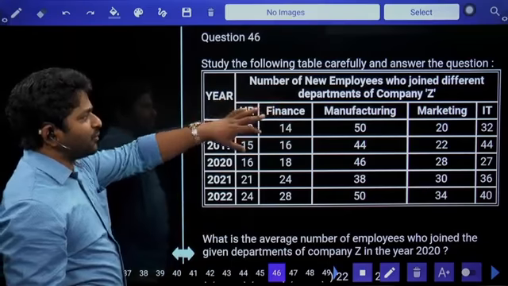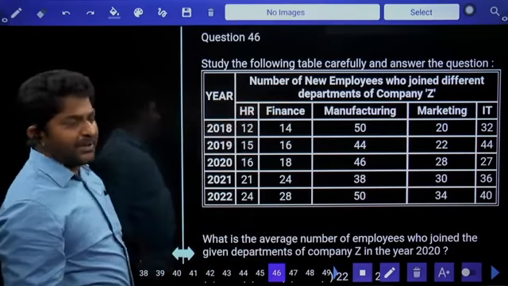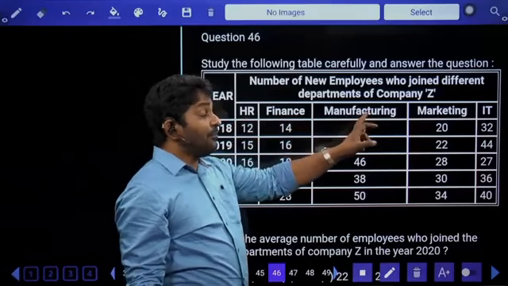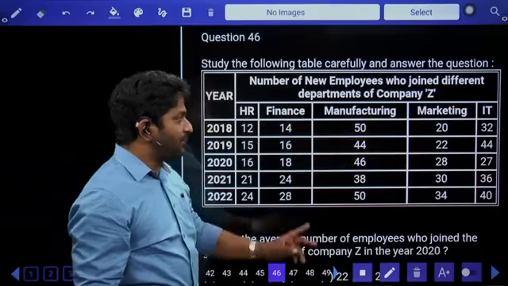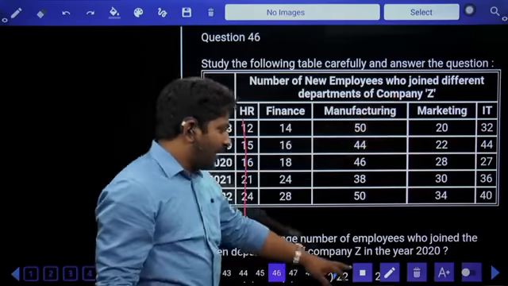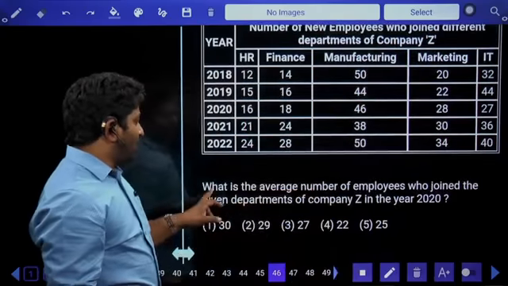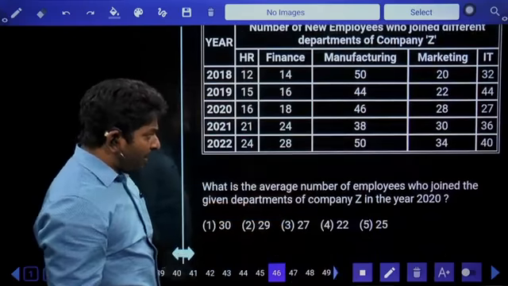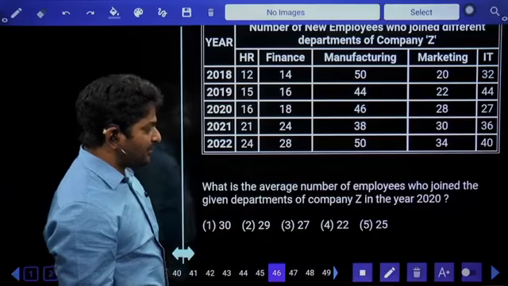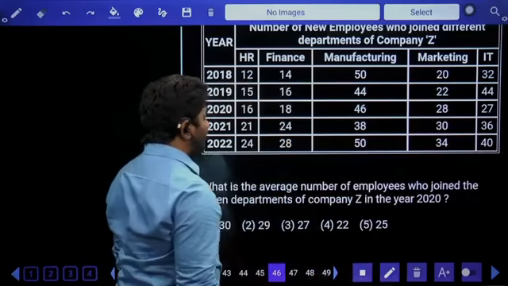Number of new employees who joined in different departments of company Z, 2018 to 22. HR, finance, marketing, manufacturing, marketing, and then IT. Be careful here. This is manufacturing and that other one is marketing. Now, what is the average number of employees who joined the given departments of company Z in the year 2020? So we have to calculate the average for 2020.